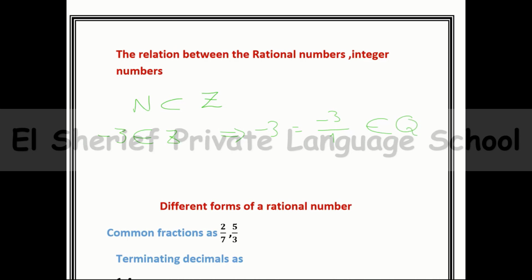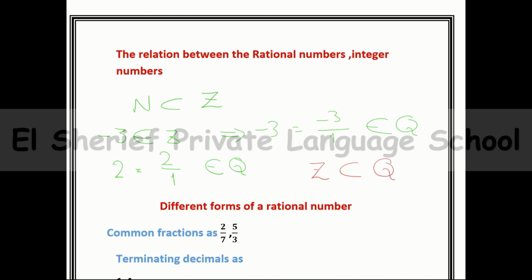Another one: 2 is equal to 2 over 1 in the form of a over b. So it belongs to the integer numbers and belongs to the rational numbers. So I can say that all of the elements of the integer numbers belong to the rational numbers. So I can say that the integer numbers are a subset of the rational numbers.